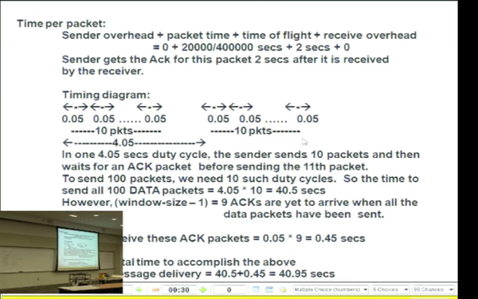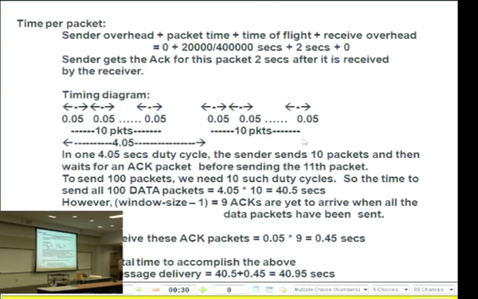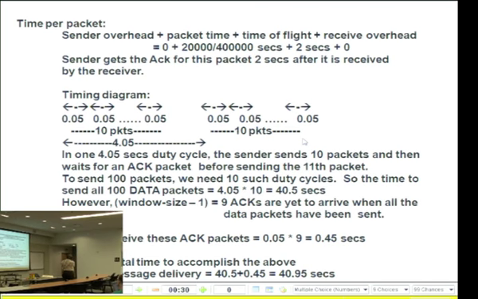4.05 seconds is all that the sender has to wait before it starts retransmitting again, right? Because as soon as 4.05 seconds have expired, I've seen the first ACK packet, I can send the next packet because my window is 10, right? So now I have only 9 outstanding, so I can start sending the next one. And it takes 0.05 seconds to send that. The next ACK is going to come within that time, and so on.